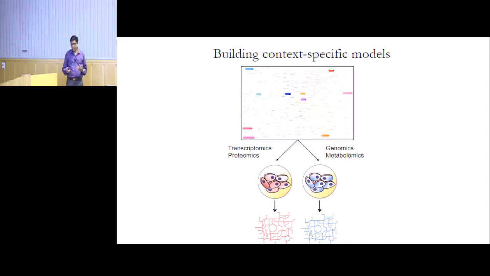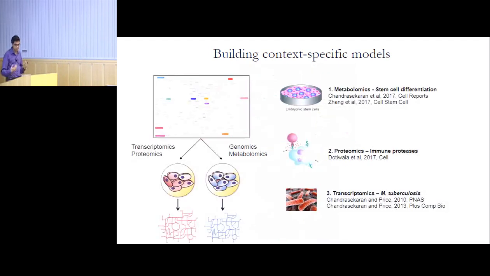So the main challenge right now is building what's called context-specific models. Context-specific means what's the network activity of a given cell at a given point of time. And so most of my work has been trying to develop algorithms or methods for creating these context-specific models. So we take these big giant networks and figure out which of the reactions in this giant network are active and what is their activity at any given time point.